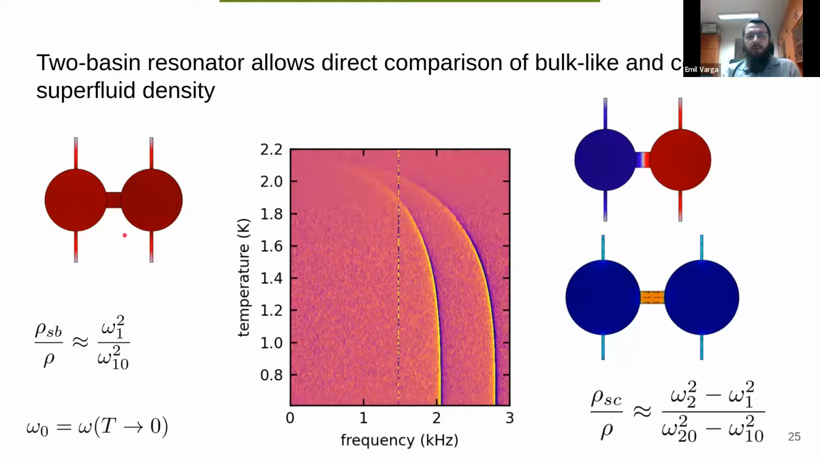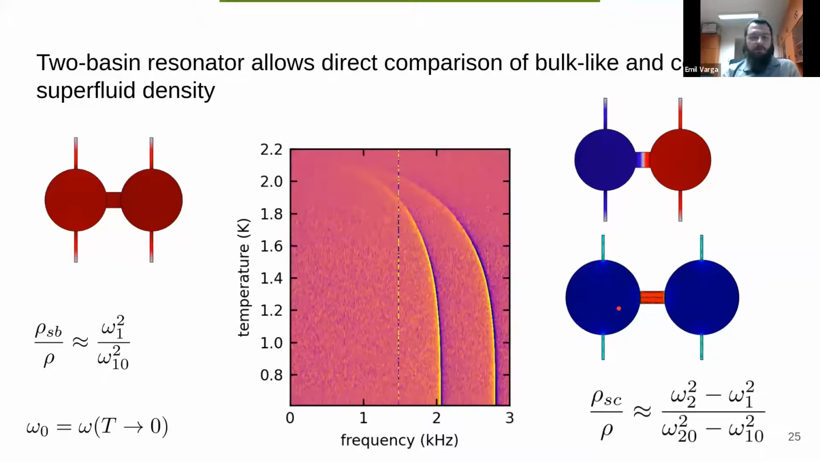So this is basically bulk behavior, and we can estimate the bulk superfluid fraction simply as a ratio of the frequency of the mode that we observe normalized to its zero temperature value. As I showed very early in the talk, there is a correspondence between the frequency of the fourth sound acoustic mode and the frequency. Similarly, we can estimate the confined superfluid fraction from splitting of these two modes.